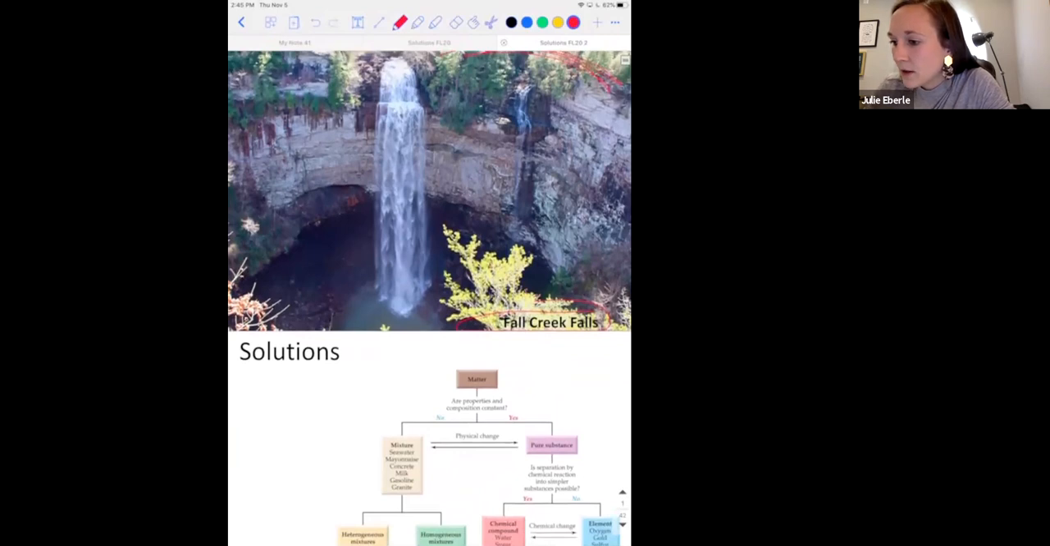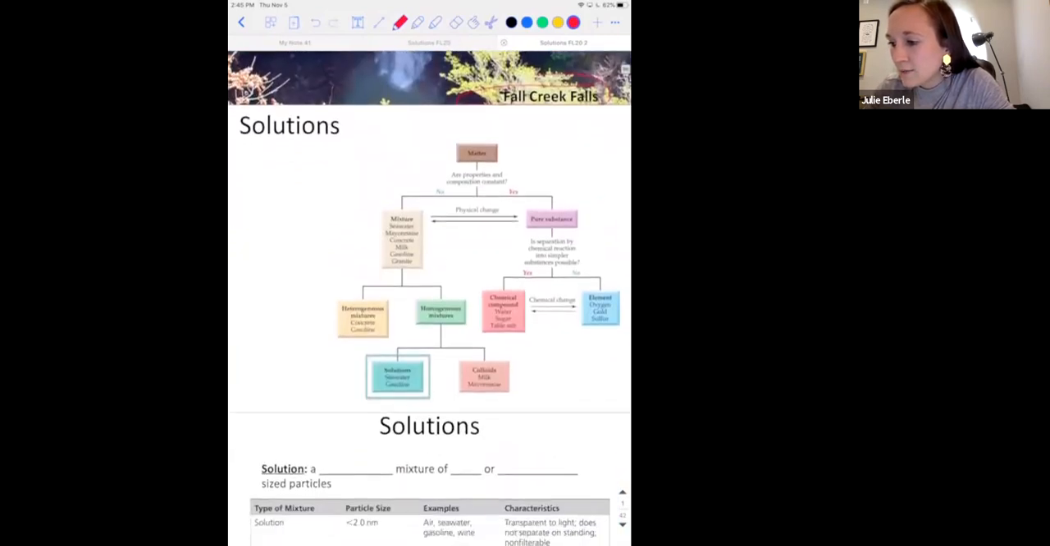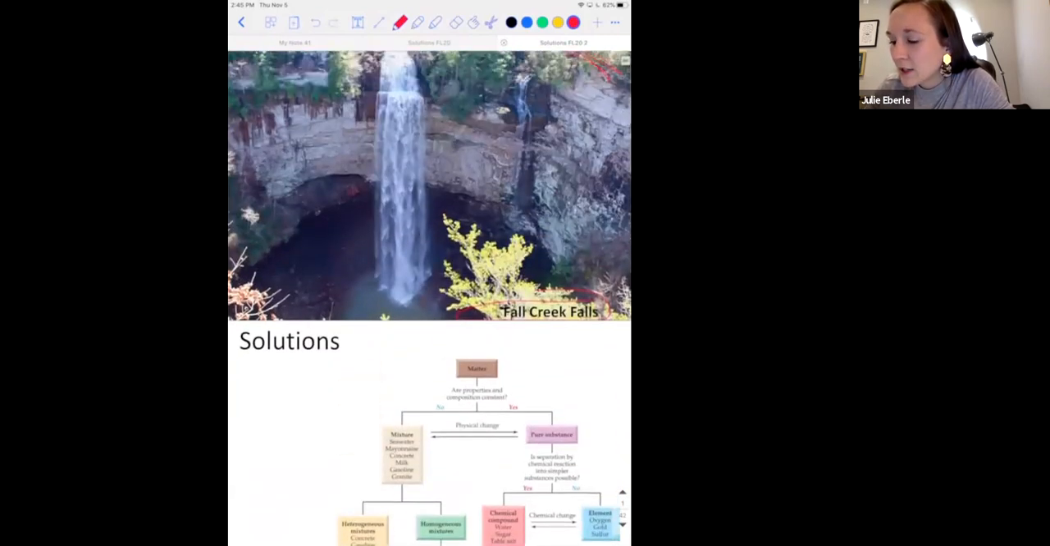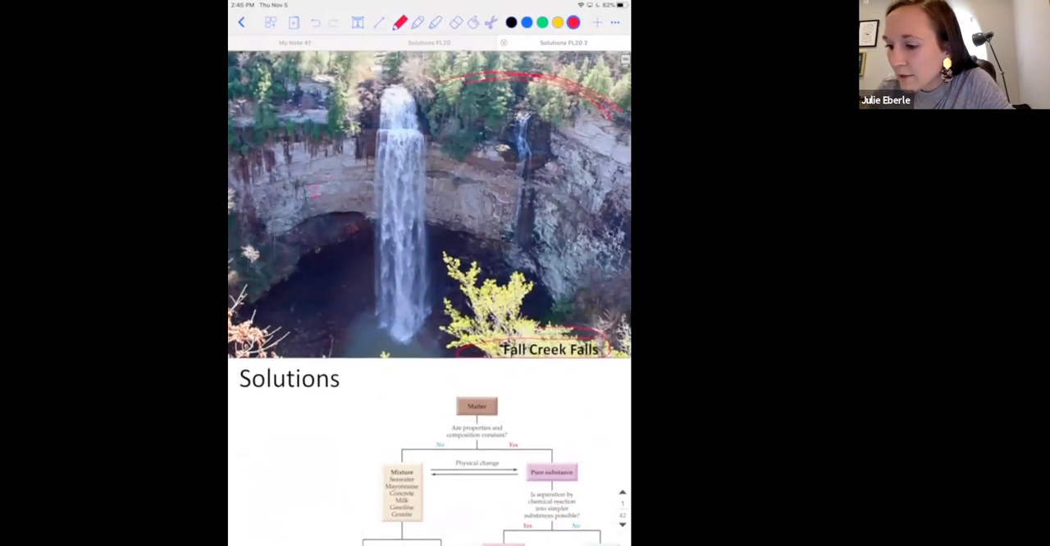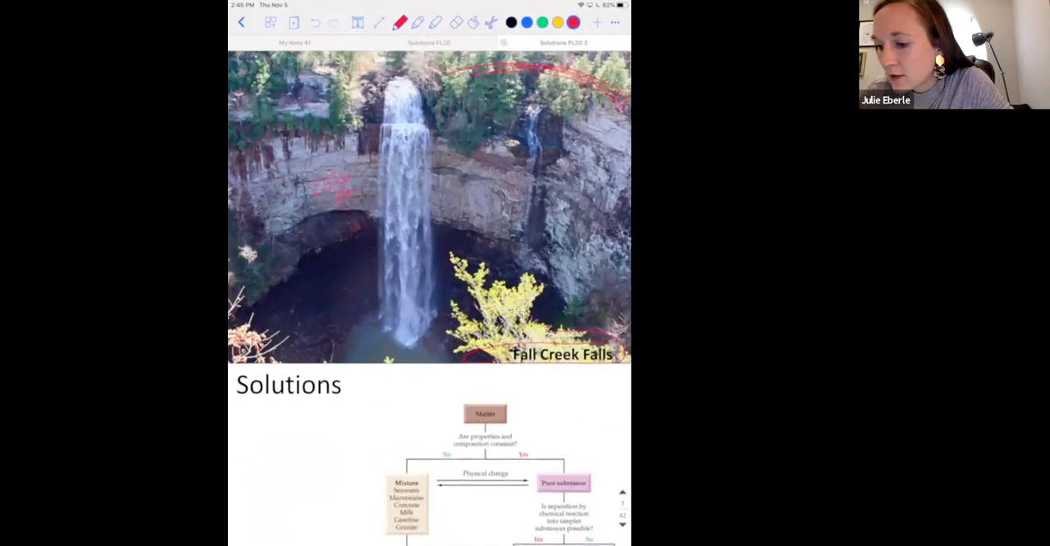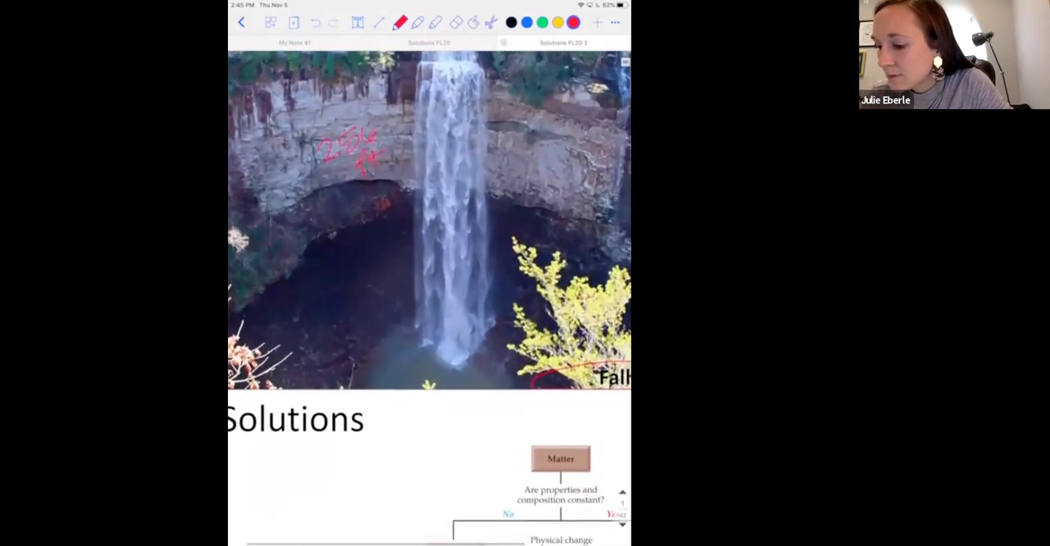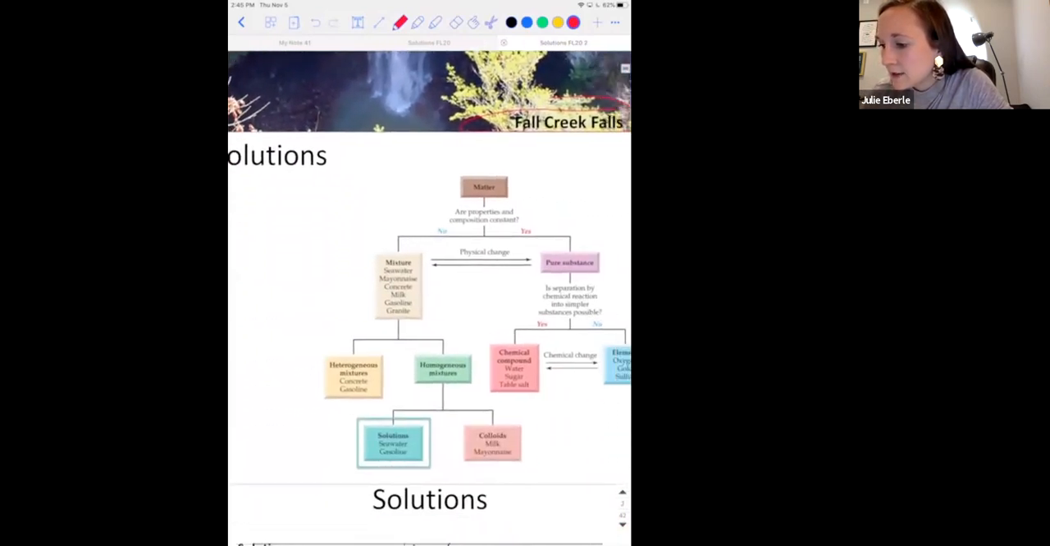So, okay, solutions. Oh, I forgot to tell you, this is a 256-foot drop. That is the largest east of the Mississippi. So that's how big it is.